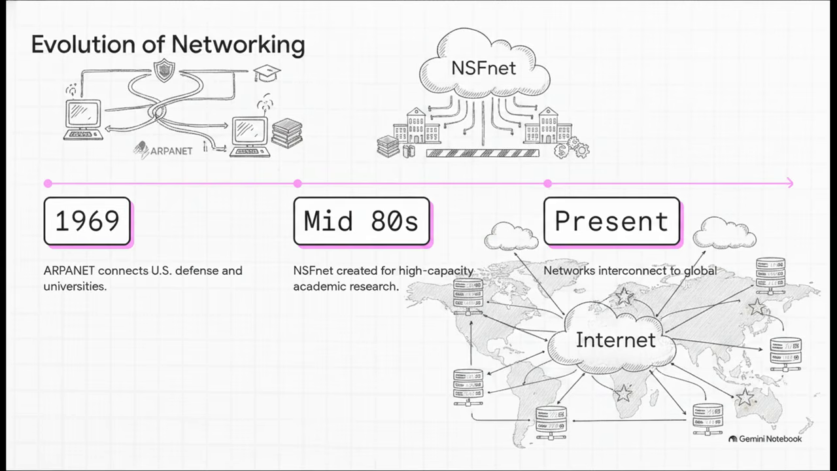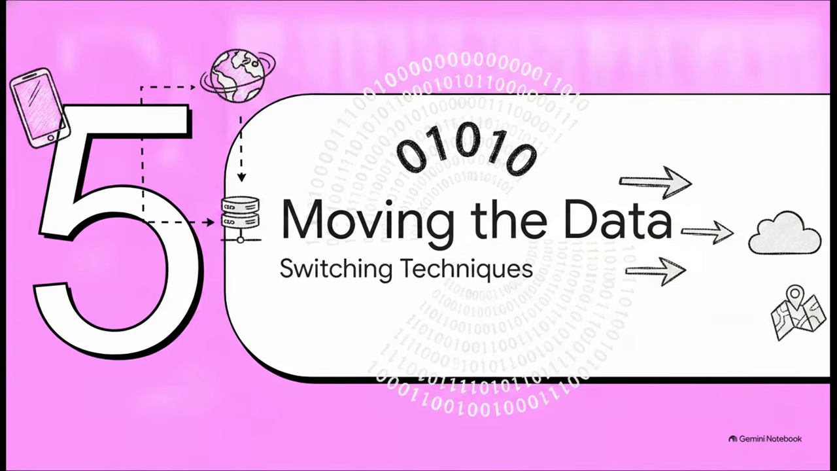Private businesses weren't allowed on it, so what did they do? They built their own networks. Eventually, ARPANET, NSFNet, and all those sprawling private networks just linked up with each other at peering points, and boom, you have a worldwide network of networks, the Internet. Part 5, Moving the Data.